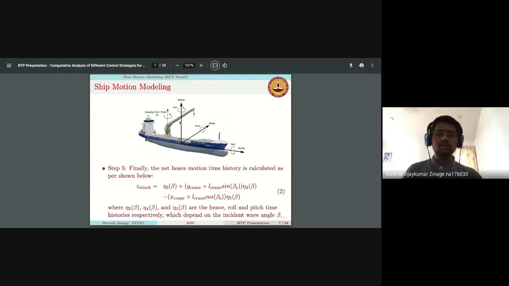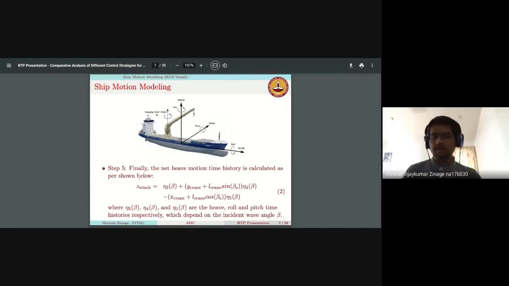So in order to calculate that point, we can approximate the time history of that winch as this one, as equation number 2, where neta 3 is the heave time history, neta 4 is the roll time history, and neta 5 is the pitch time history, and X crane and Y crane being the location of the crane with respect to the ship, and beta S being the slewing gear angle, in the sense that the crane can rotate 360 degrees about the Z axis.